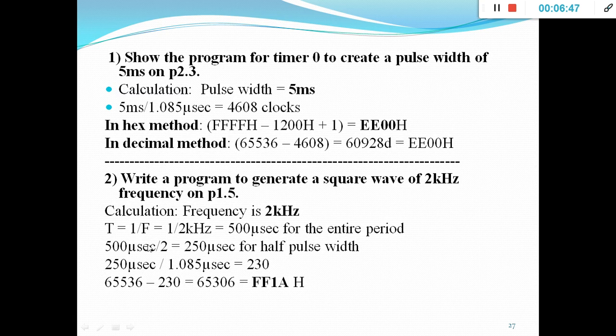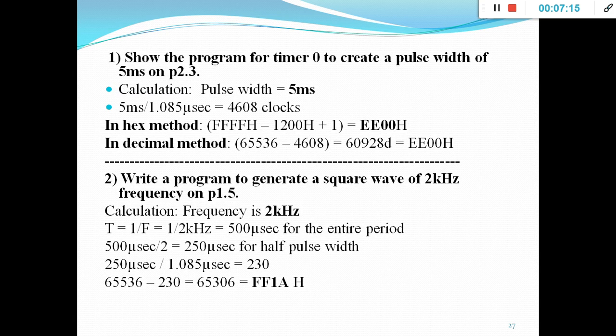So frequency is given, you do 1 by F, you are going to get 500 microseconds. Again you divide by 2, so you get the half pulse of the period. Now the value is 250 microseconds. Then you divide it by the time period for that particular crystal frequency. So now you are going to get 230. Then you subtract that 230 from 65536. You are going to get the answer as 65306.